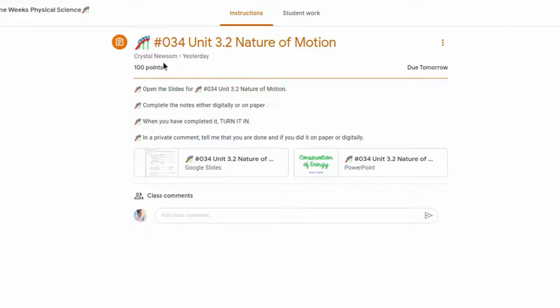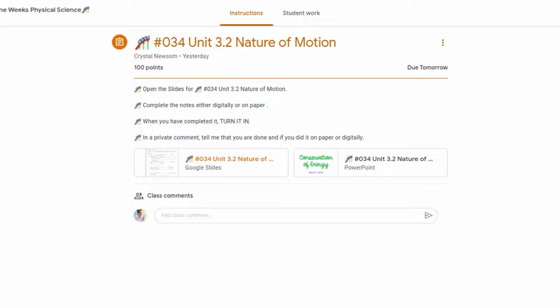So, when you open it up in Google Classroom, you will see your little instructions right there by your nice little roller coaster that it says for you to open up the slides, which the slides are right here, and then complete the notes either digitally or on paper. If you want to do them digitally, then you can open this up and it brings up your interactive slides that you can actually input your answers there. Or if you prefer to do this on paper, then you can just go and pick one up from the front desk and you can put your name on it, and then you will be turning this in on paper with a picture that you are going to insert.